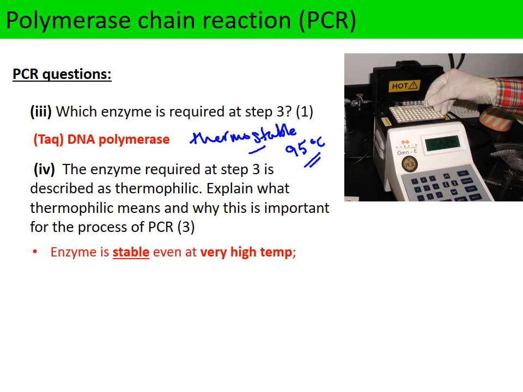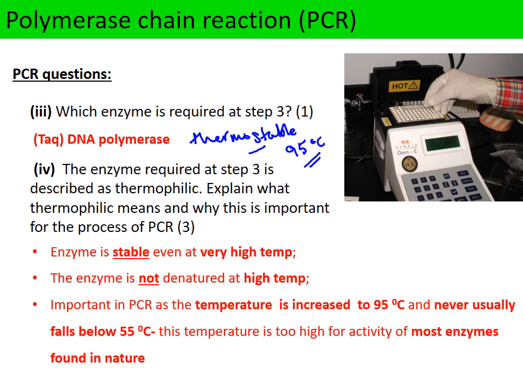So we can write that down. The thermostable DNA Taq polymerase is very, very stable at very high temperatures. We know it's not denatured at these high temperatures. It's very important in PCR because we know we cycle the temperatures 95 to 55 to 72, and 95 would normally denature most of the enzymes that we find elsewhere.